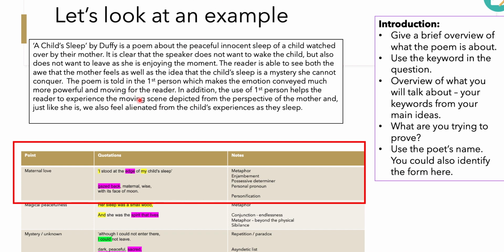In addition, the use of the first person helps the reader to experience the moving scene depicted from the perspective of the mother, and just like she is, we also feel alienated from the child's experience as they sleep. So again, I've gone to something that I'm going to explore further on in the poem, which is this idea of being close to the child but also being alienated. So I've gone through all of the different steps here.